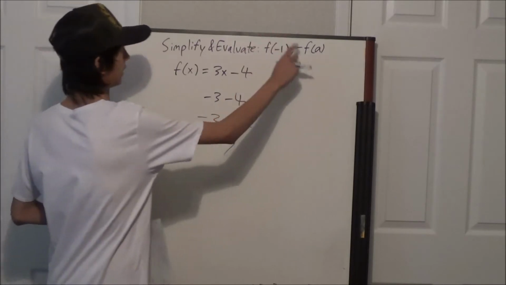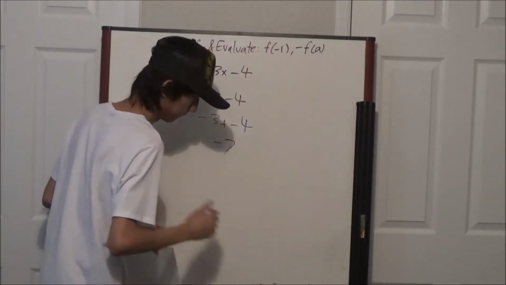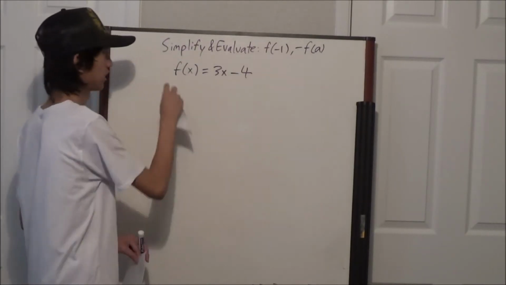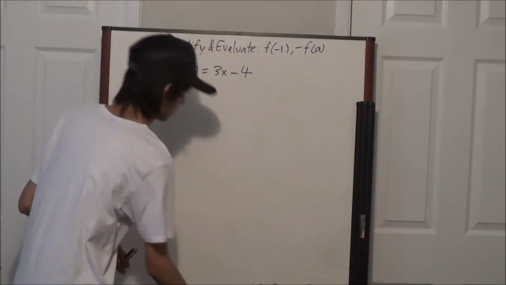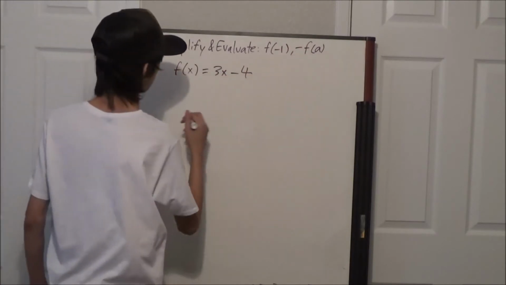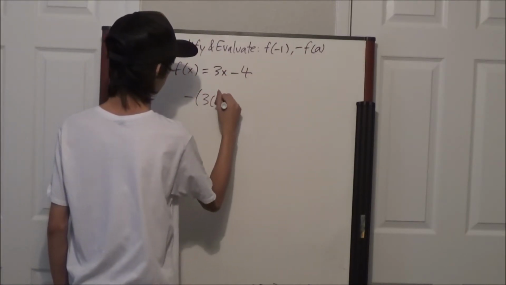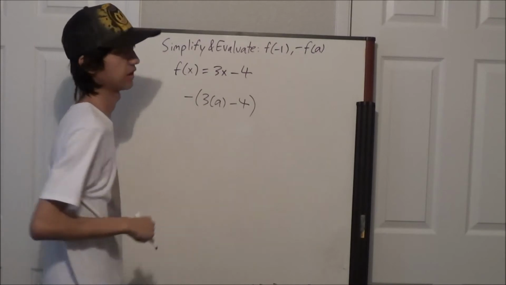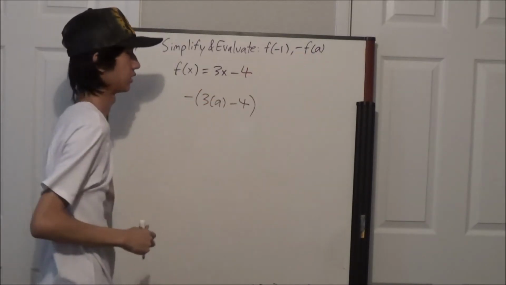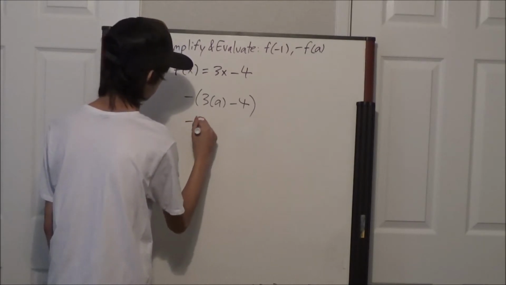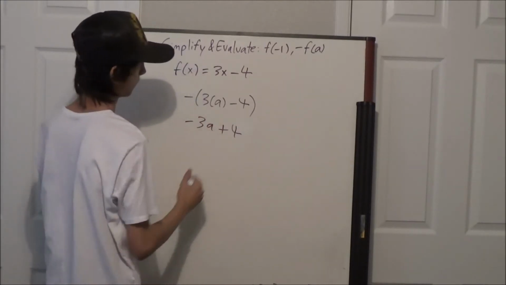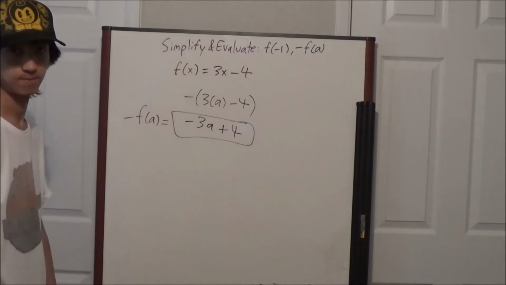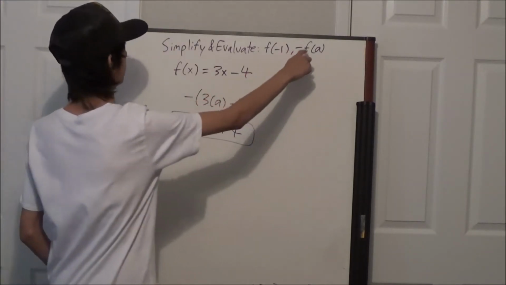For negative f of a now, when you have a negative function, that means that, like an equation, we actually multiply both sides by -1. So this means negative 3 of a minus 4 with that negative. And what that does, it makes this whole function negative, which is why there's a negative before the function, or -1 times the function. So this would be negative 3a plus 4. And that would be negative f of a. Okay? That's all what that negative is.